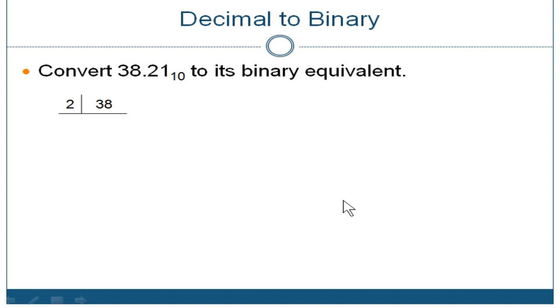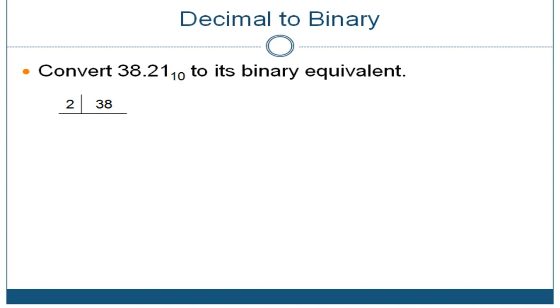Now next, if you have both combined, that is you have 38 as the integral part and 21 as the fraction part. So you got a question here: convert 38.21 base 10 to its binary equivalent. What you are going to do is the same thing: for the integral part you use the repeated division method, and for the fractional part you can use multiply by 2.